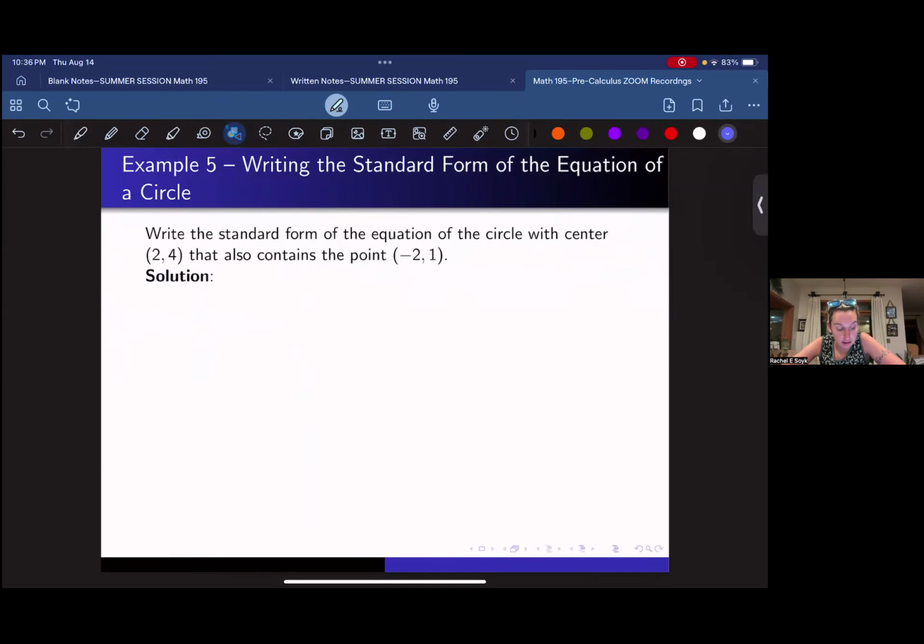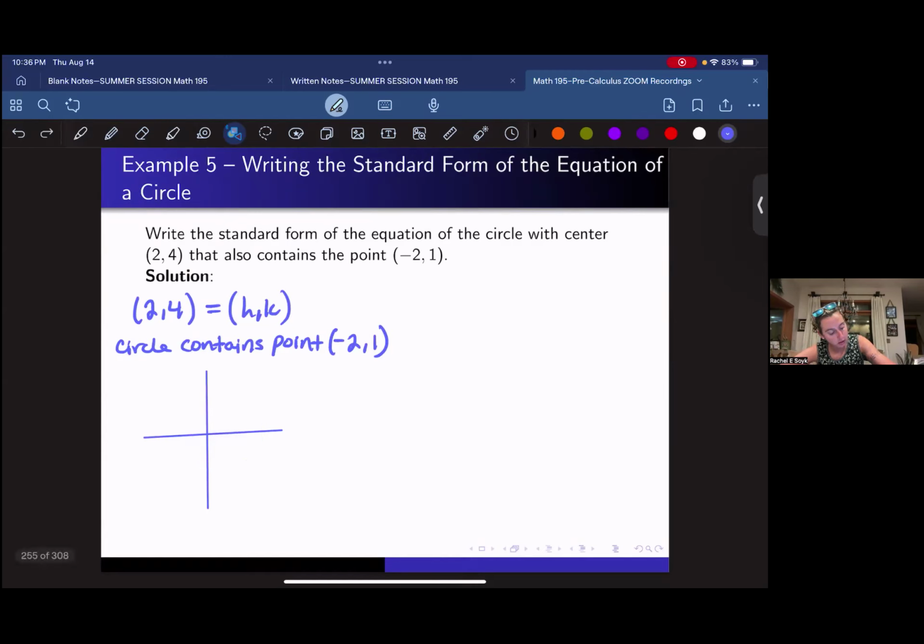Let's do another example. So we're asked to once again write our standard form of our equation of a circle, but now we're given a different center point. We have 2 comma 4. And then we're given that the circle itself contains the point -2 comma 1.